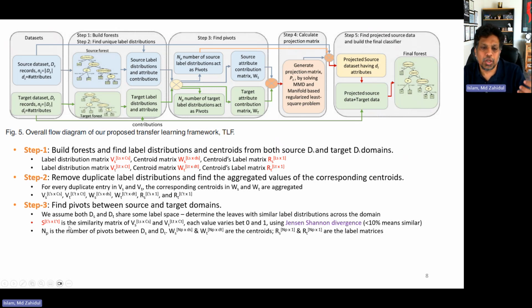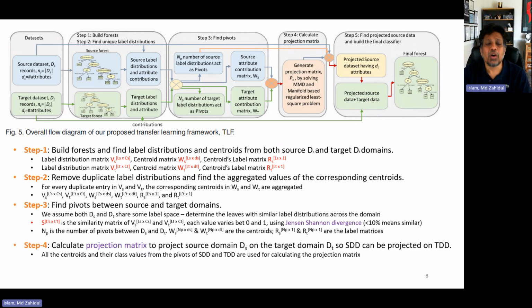We find the similarity of the class distributions of the source leaves and the target leaves, and then the class distributions that are similar. In this case, we used Jensen-Shannon divergence less than 10%, meaning similar. And then we considered that these are pivots. Let's say we have NP number of pivots from the source and the target, NP number of couples in a way you can say. Now, once we have found that, then we use them to calculate the projection matrix.